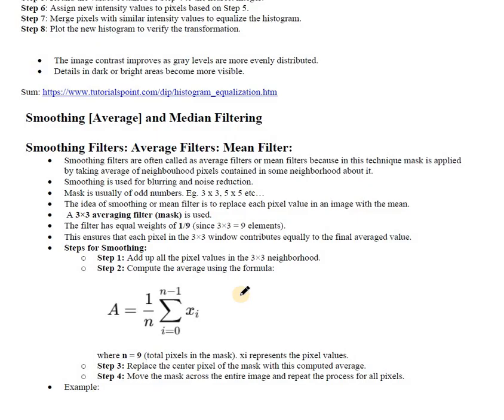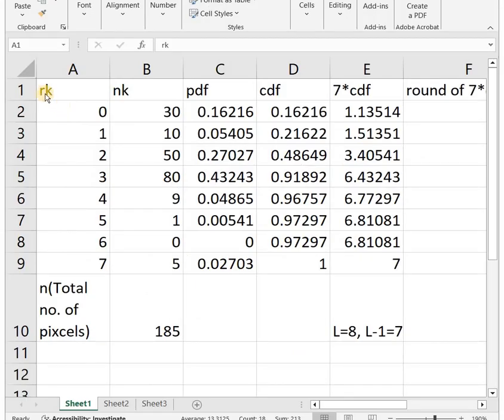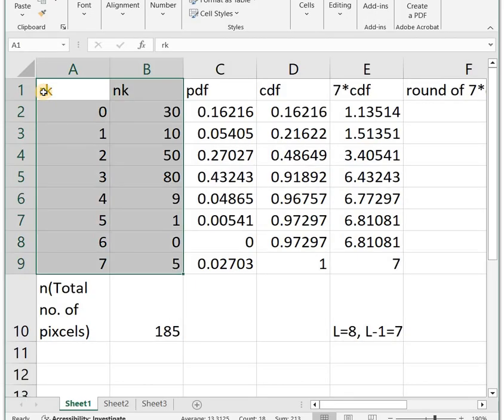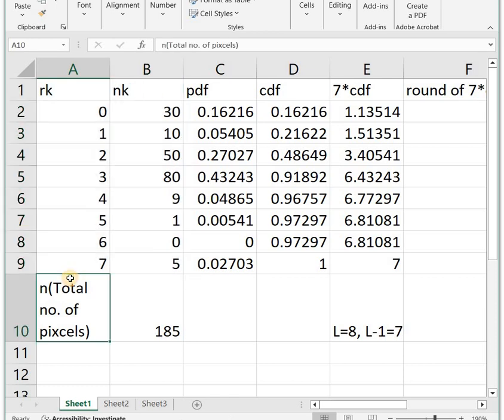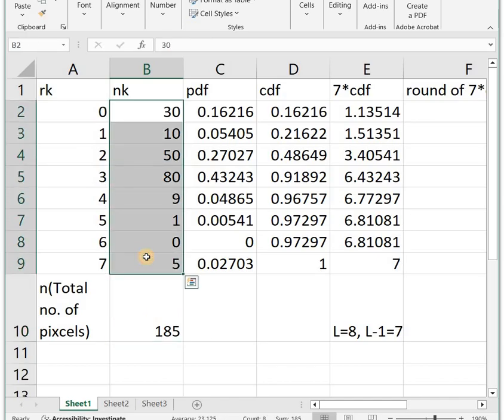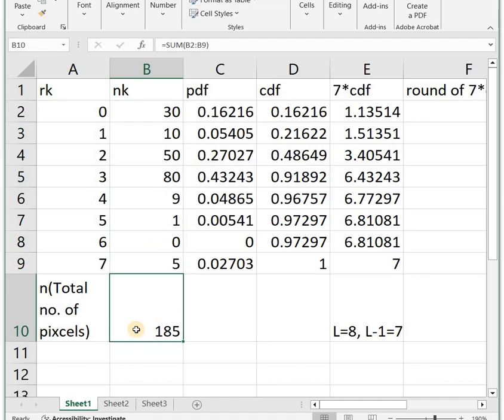Now to understand the algorithm in a better manner, let us see with the help of an Excel file how to solve a sum of histogram equalization. In this, the RK and NK are already given to you. The first thing you need to calculate is N, that is the total number of pixels. How will you calculate N? You will take the summation of all these values. So N in my case is 185.